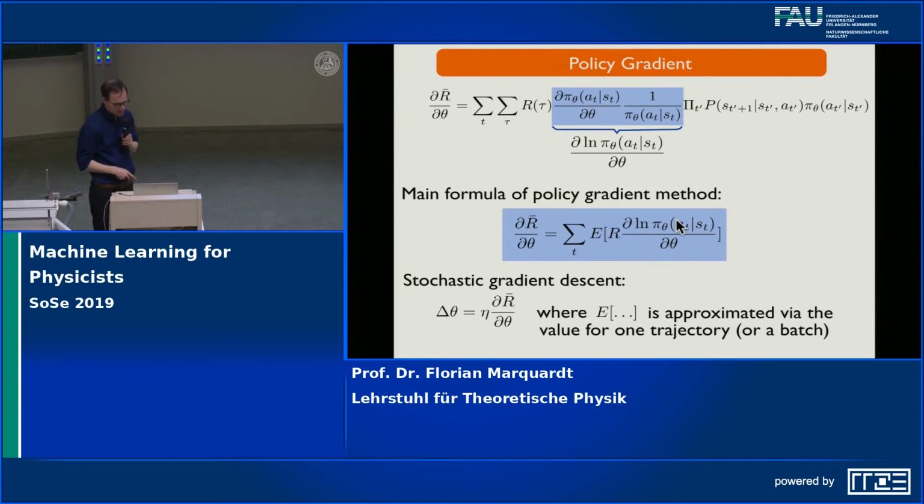Okay, good. So as I just said, we will use this formula and interpret it in the sense of stochastic gradient descent. So instead of really taking an expectation value over all possible trajectories, we just sample a few. And then we already take a step with respect to our parameters in the usual way. So we have a learning rate eta, and we take a step in the direction of the gradient.